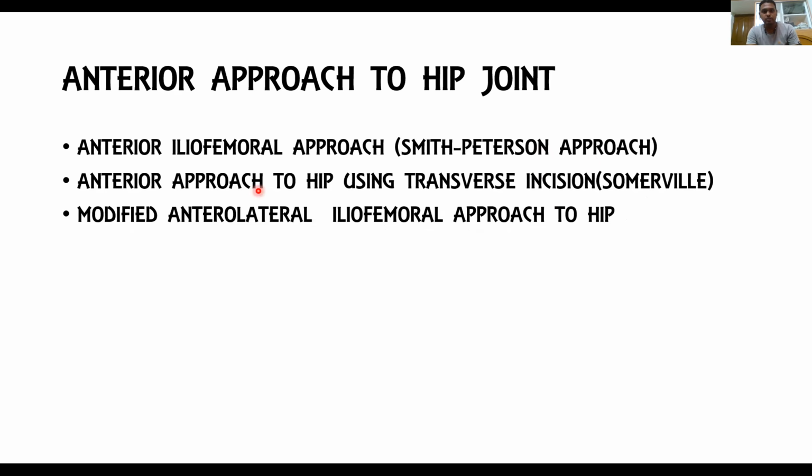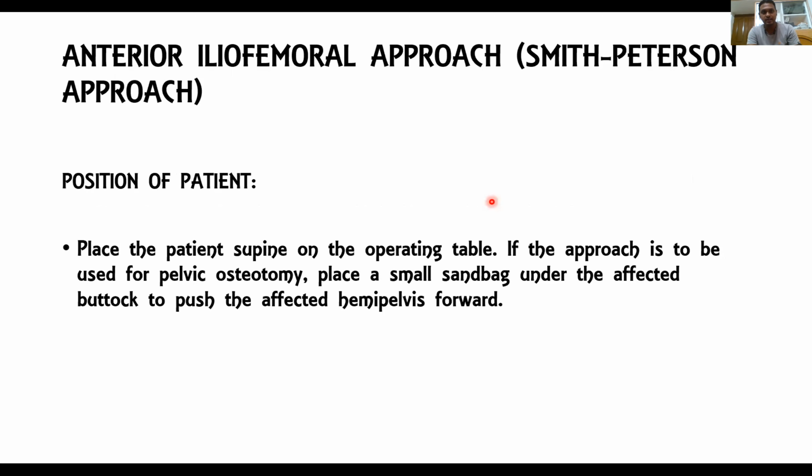The anterior approach to the hip using a transverse incision is the Somerville approach. And there is another, known as the modified anterolateral iliofemoral approach. The thing you must know here is the Smith-Petersen approach, the anterior approach to the hip joint. Smith-Petersen has two limbs, a vertical limb and a horizontal limb of incision. I will show this in the forthcoming slide.